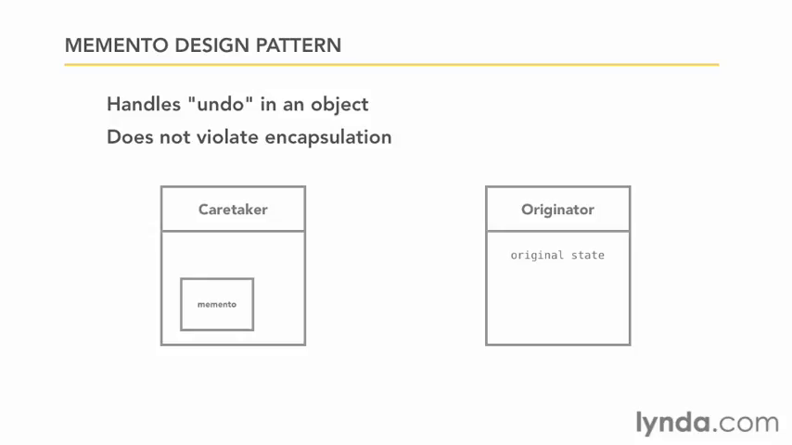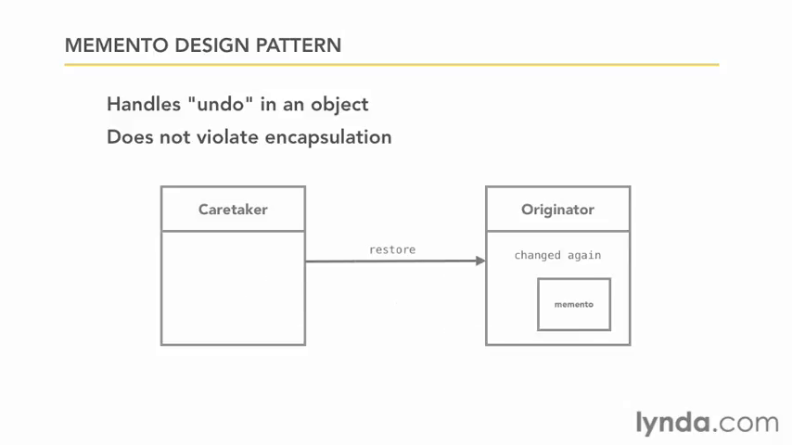And then we issue a few calls to the originator to change it. These calls could come from the caretaker. They could come from elsewhere. And at any point, the caretaker could ask again for another memento if we wanted to keep multiple levels of undo. But the originator is not encumbered by trying to keep track of multiple levels of state inside itself. And if we want to revert to a particular state, the caretaker just hands back the memento object to the originator and asks it to restore itself.